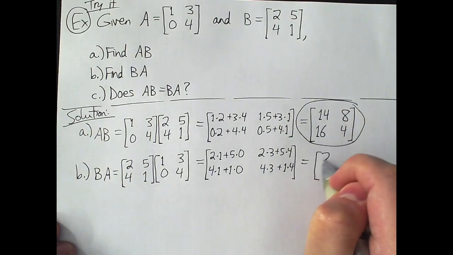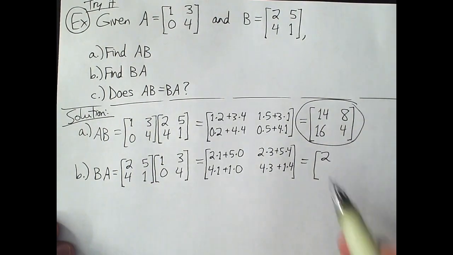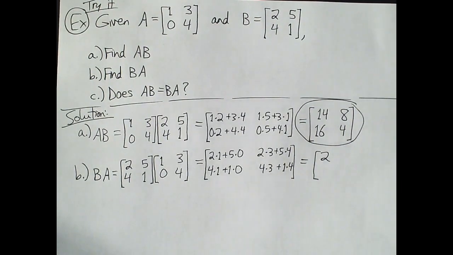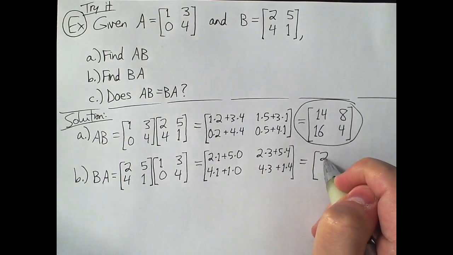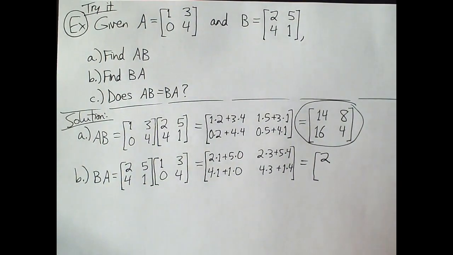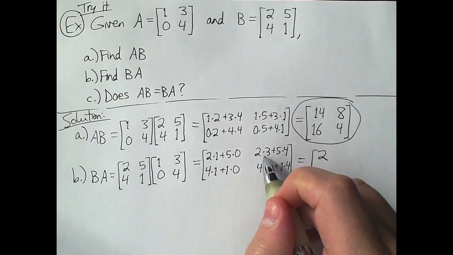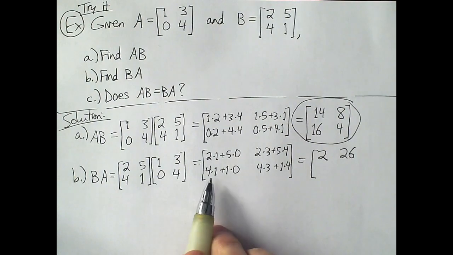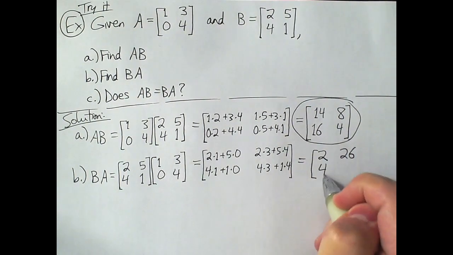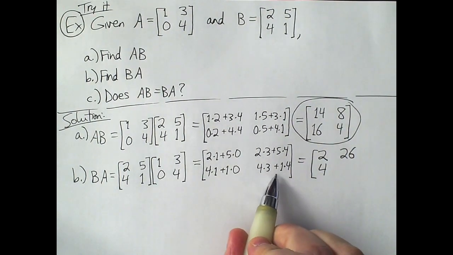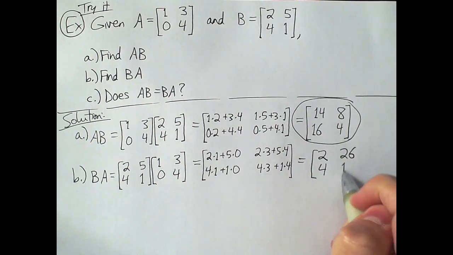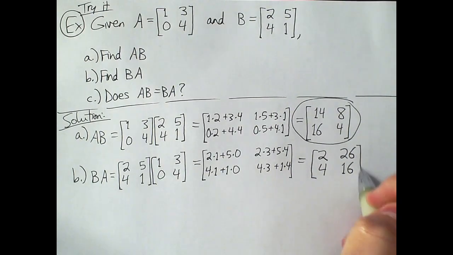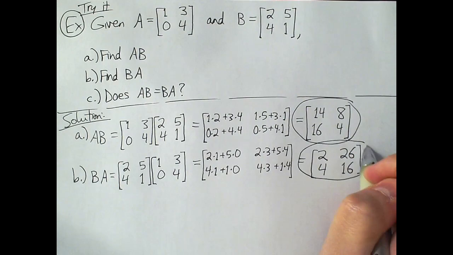2 plus 0 is 2. Oh, look at that. You can already tell what the answer to part C is. You can already tell that these matrices are not the same. We got a 2 in the upper left, so it's not a 14. Let's keep going. This is going to be 6 plus 20 is 26. This is 4 plus 0 is 4. And this is 12 plus 4, which is 16. And that's the answer to part B.